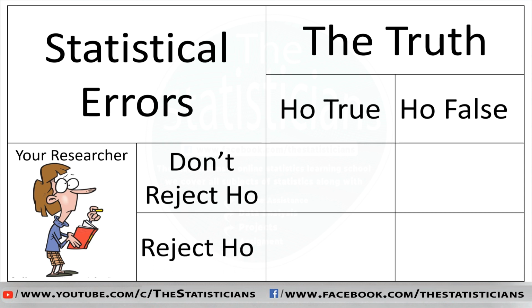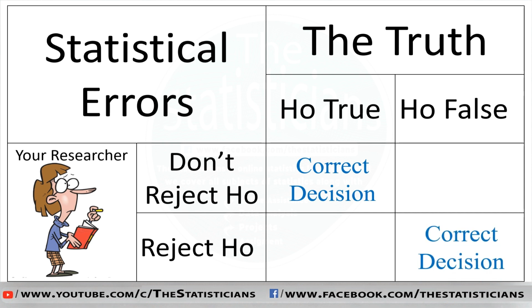Let's take a look at this situation right up here. If the null hypothesis is true and we fail to reject the null hypothesis, what type of decision was made? Well, it is a correct decision. Because the null hypothesis is true, we fail to reject it. So that's a perfect thing. Now let's take a look at this situation down here. If the null hypothesis is false and we reject the null hypothesis, again we have made the correct decision. That's great.